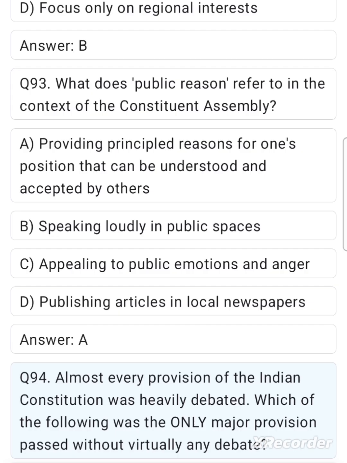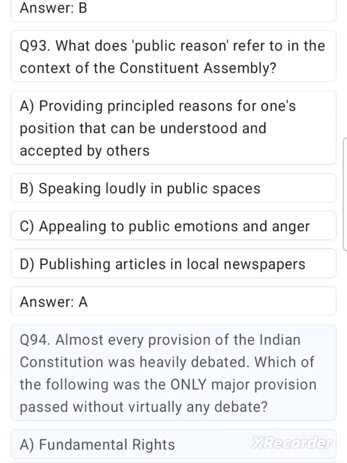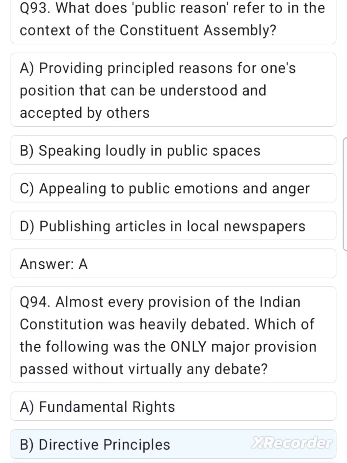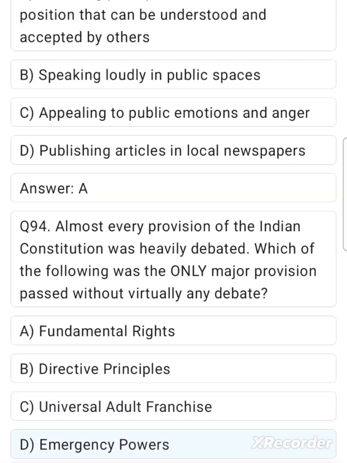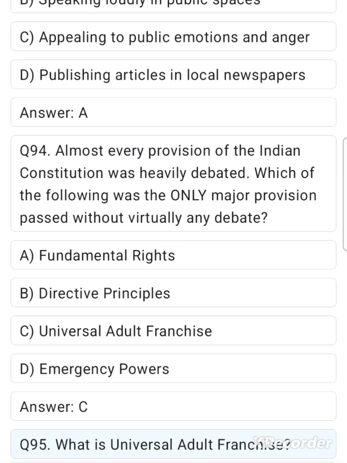Answer A. Q94. Almost every provision of the Indian Constitution was heavily debated. Which of the following was the only major provision passed without virtually any debate? A. Fundamental rights. B. Directive principles. C. Universal adult franchise. D. Emergency powers. Answer C.